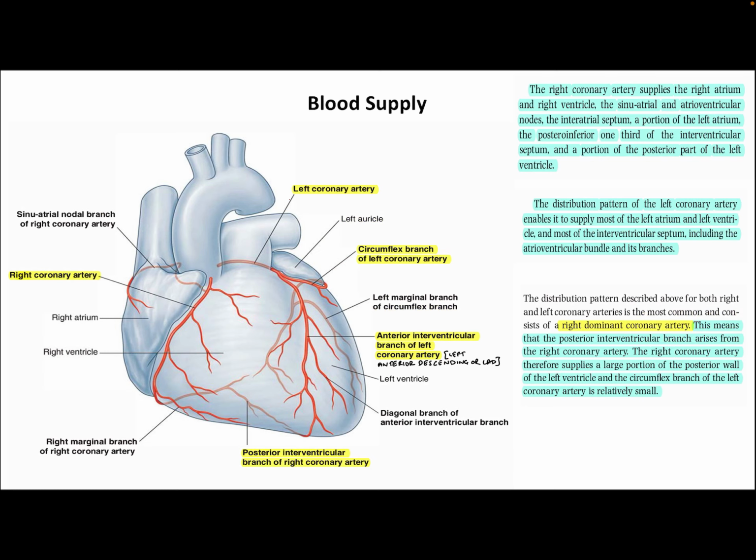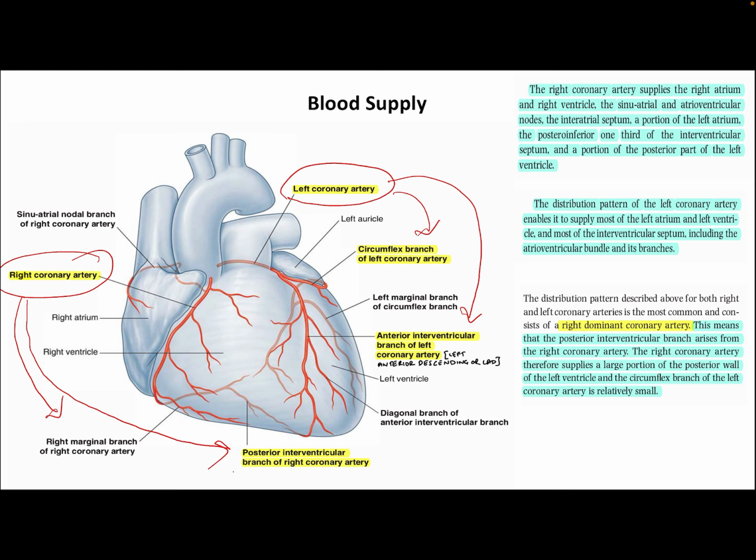The blood supply of the heart. The two main arteries that supply the heart are the left coronary artery and the right coronary artery, and their branches. Circumflex branch of the left coronary artery, left anterior descending or anterior interventricular branch of the left coronary artery, then the right marginal branch of the right coronary artery, and the posterior interventricular branch of the right coronary artery.